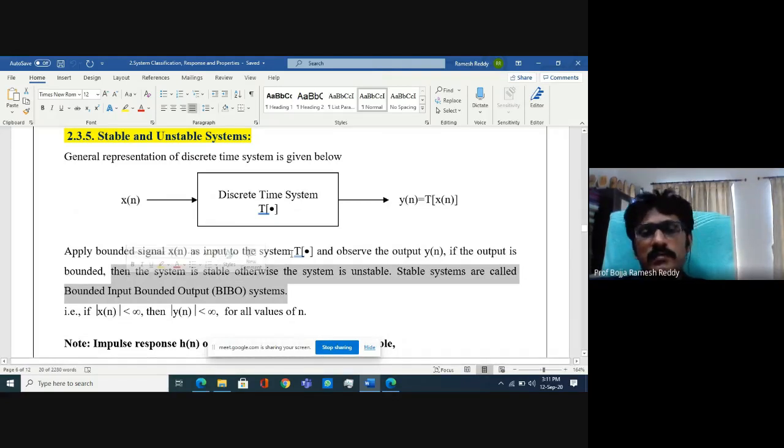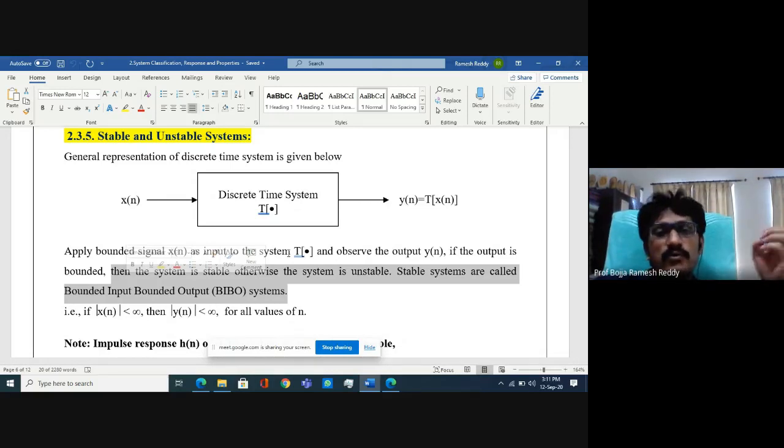For example, this is our class. Here my lecture is good. If input is good, if students are listening carefully, automatically output may be good. Gate score or some other thing, output may be good. Let us assume the system is always good, and give good input, automatically we will get a good output.